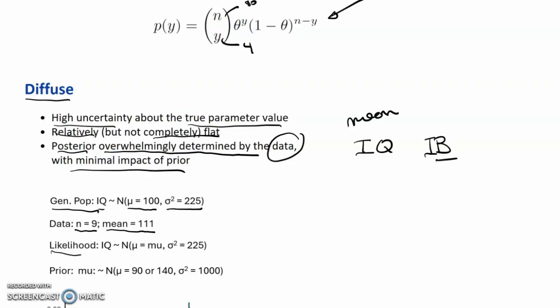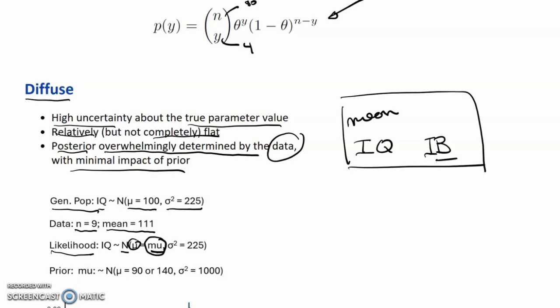For our likelihood function, we're going to use a normal distribution. We're going to have a mean that's equal to mu. And this mu is what we're interested in. This mu is what we want to get the posterior of. This mu is the mean IQ of the IB students. And we will assume that the likelihood function is going to have a variance of 225, the same as in the general population. And then we're going to compare 2 different priors for mu.